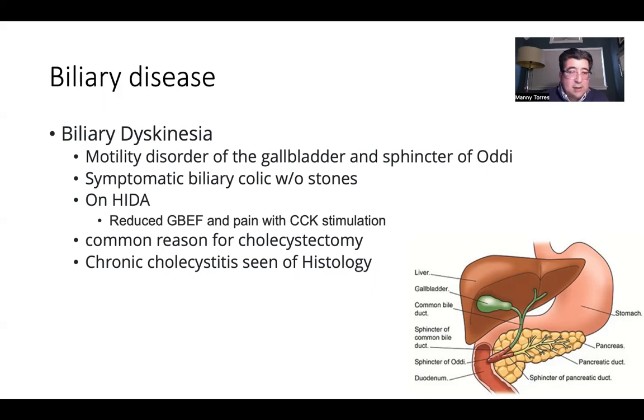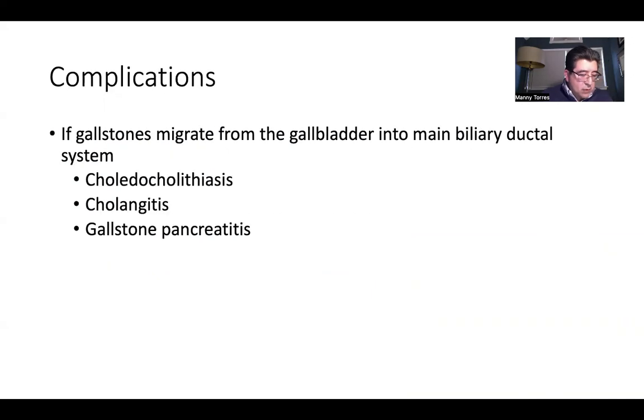Biliary dyskinesia has become the most common reason for cholecystectomy in many U.S. centers. After removal of the gallbladder, the symptoms resolve, and pathology shows evidence of chronic cholecystitis. Now, besides the common conditions of gallstone disease discussed, if gallstones migrate from the gallbladder into the main biliary ductal system, complications may arise, such as choledocholithiasis, cholangitis, and gallstone pancreatitis.